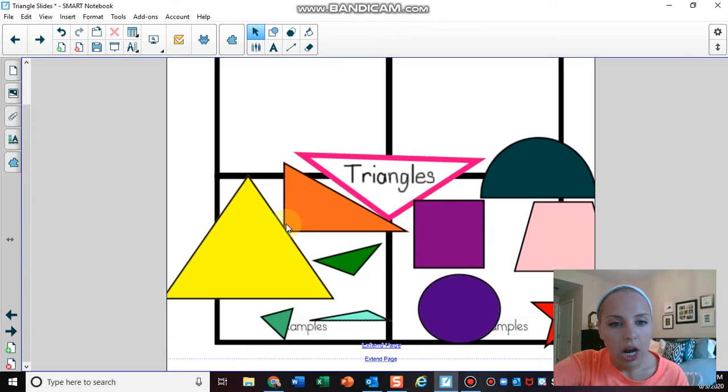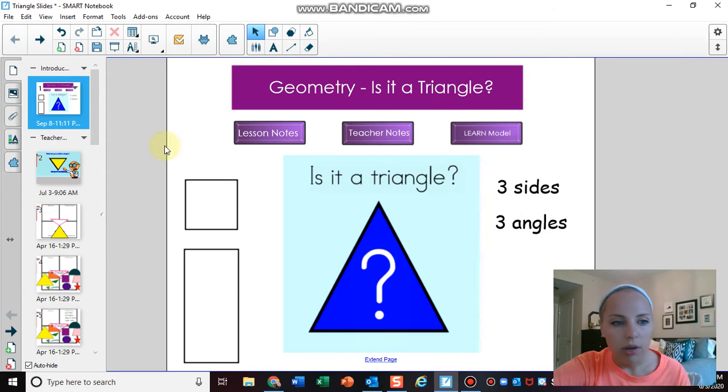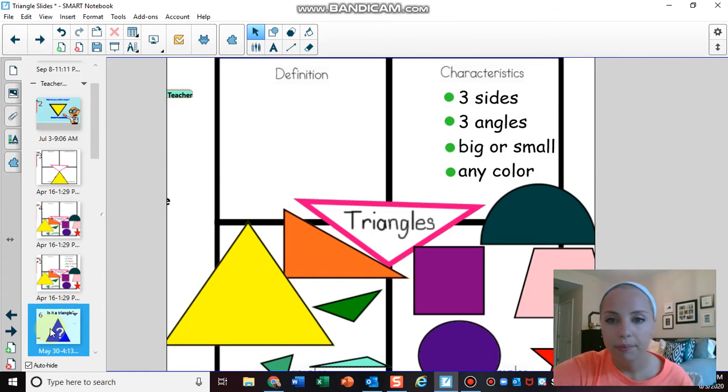Remember, we can have right triangles like this one that have a right angle in the corner. We can have obtuse triangles like this one that have an obtuse angle and two acute angles. This is another obtuse triangle because it has an obtuse angle in the corner. All a triangle has to have is, again, going back, three sides and three angles. So like I said up here, it can be any color, it can be big or small, any size. It just has to have three sides, three angles, and it has to be a closed shape.